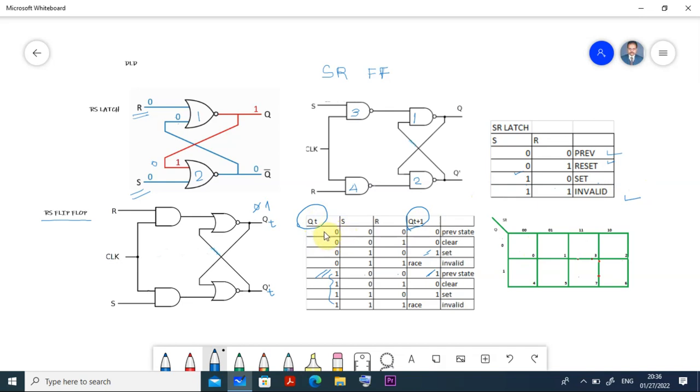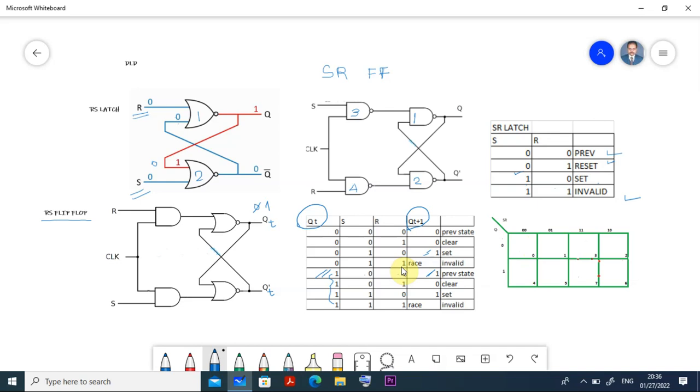Then three variables are there: one is Qt, then S and R. So I am taking 0 0 0, 0 0 1, 0 1 0, and so on. Because there are 3 variables, 2 to the power 3, 8 possibilities will be there. So it is 0 0 0, 0 0 1, 0 1 0, up to 1 1 1, right? In that case also we have seen all things.